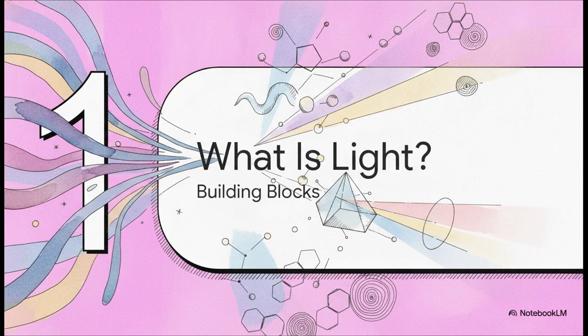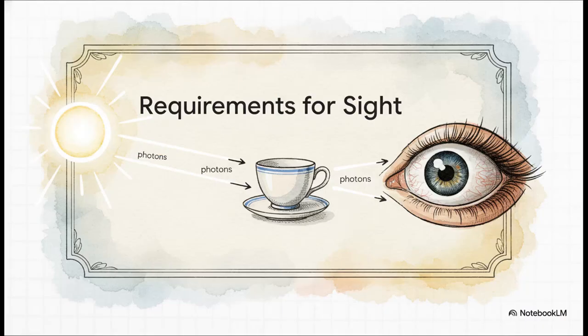Section 1. What is light? Let's unpack the basic building blocks. There are a few absolute requirements for sight. And honestly, if you remove even one of these, seeing anything becomes totally impossible. First, you need a light source emitting tiny energy packets called photons. Second, you need a reflecting object, meaning it can't be perfectly camouflaged or totally transparent. And third, you need functioning eyes, which essentially act as open camera shutters to let those photons in.